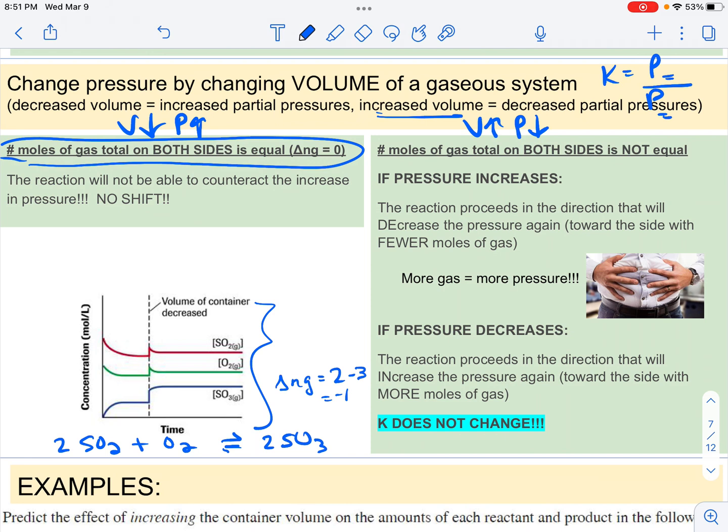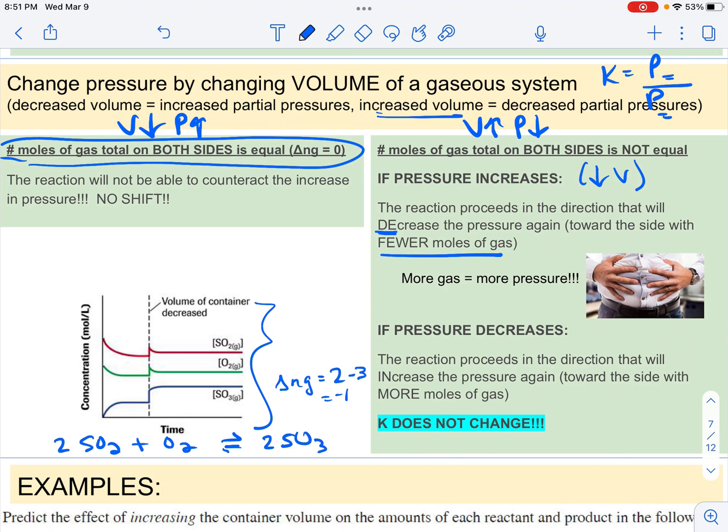Okay, but if there's a difference in the number of moles, now the reaction can shift to try to counteract what you've done. So if you increase the pressure, in other words, you decrease the volume and you increase the pressure, the reaction's going to try to proceed in the direction that will decrease the pressure again, which means that it's going to go toward the side with fewer moles of gas.